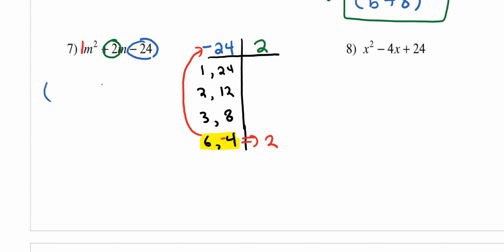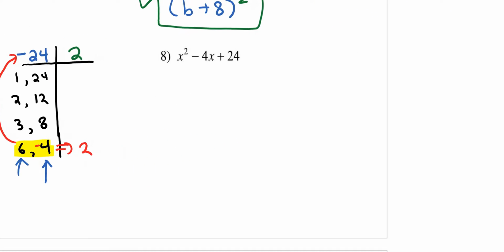All right, so we set up two brackets. And the variable here is now m, so it's m times m. So m times m is m squared. And my numbers are 6 and -4. So plus 6 and minus 4. Great. All right, let's move on to question number 8.